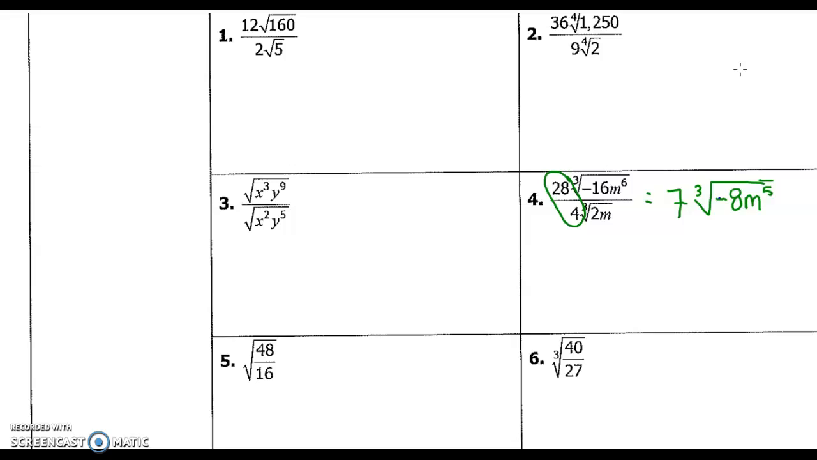So then simplify. The cube root of a negative is a negative. Cube root of 8 is 2. If I have 5 m's, I can make one group of 3, and I would have 2 leftovers. So then on the outside, 7 times negative 2m is negative 14m. Cube root of, stuck on the inside, we have m squared.